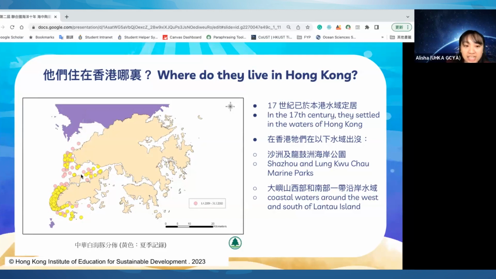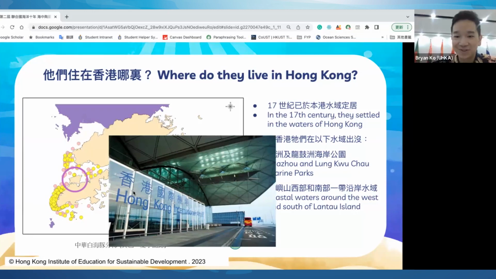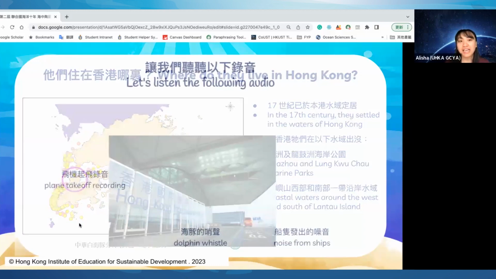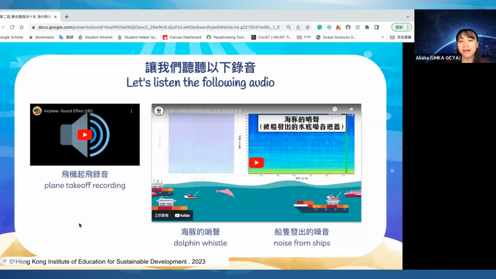So do you know what this area is? This is actually the Hong Kong International Airport. Have you ever been to the airport? Perhaps you might travel and go to the airport. And when you go to the airport, you will hear different sounds there. So let's listen to a plane takeoff recording to get more idea about what the sound in the airport is like.